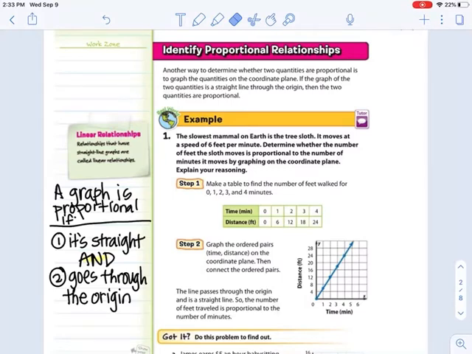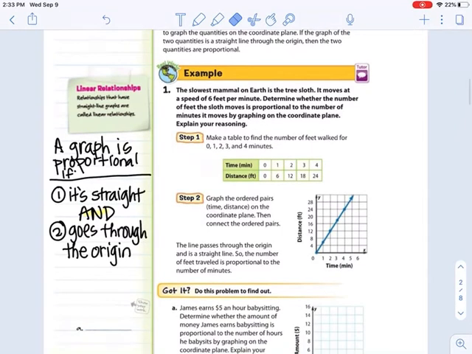Okay, so let's look at example 1. We are just going to focus on the graph. And so what you have to do in today's lesson is when you have a graph, you need to determine if it's proportional or not. And all you need to do this is look at your graph. And it needs to meet two criteria. It needs to be a straight line, and it must go through the origin.